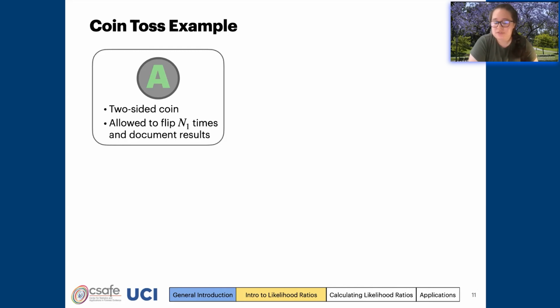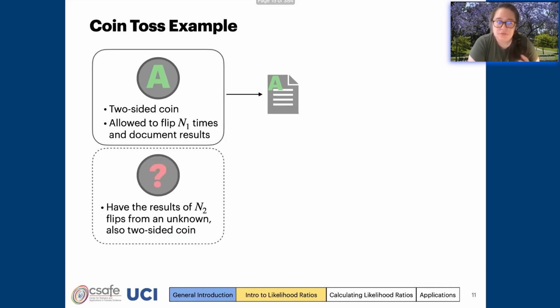So let's say that the two sides of the coin are heads and tails. So we can flip this coin a number of times, and we'll call that number of times that we flip it N1. And by document the results, we will count the number of times that the coin lands on heads. And so that's what the results will look like here.